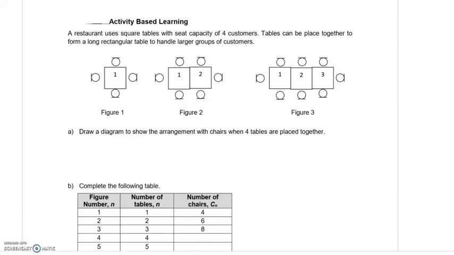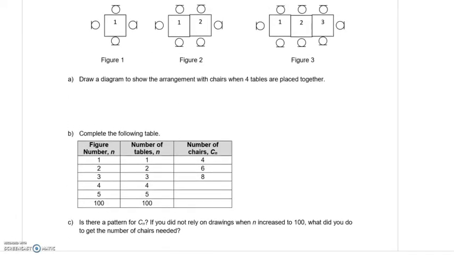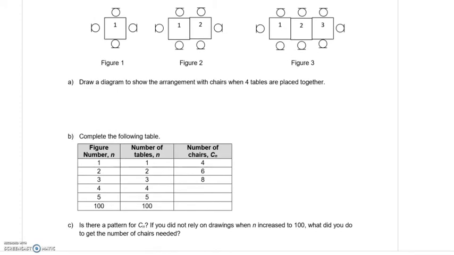So let's look at part A. Here they're asking us to draw a diagram to show the arrangement with chairs when 4 tables are placed together. I don't think it's too difficult. Basically, the tables are placed horizontally, so the pattern is such that we will carry on doing so. Please use a ruler and pencil to draw the tables and a pencil to draw the chairs. Any drawing should be done in pencil.